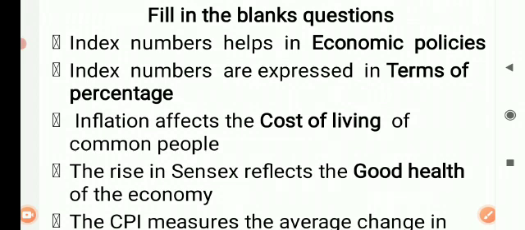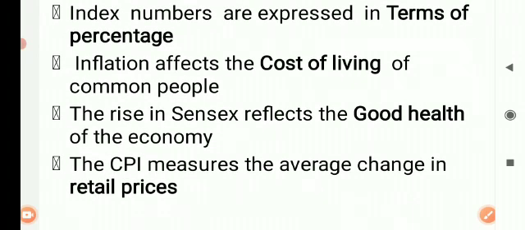If such is the condition, what happens? More money chasing behind few goods. So we are in a time of inflation. Common people like you and me are always paying more to purchase a smaller amount of goods and services. If we are paying more to purchase less, what happens to our cost of living? It automatically increases. Inflation affects our common life because we are paying more to purchase less. That is how inflation affects the cost of living of common people in the economy. Now look at the next one.